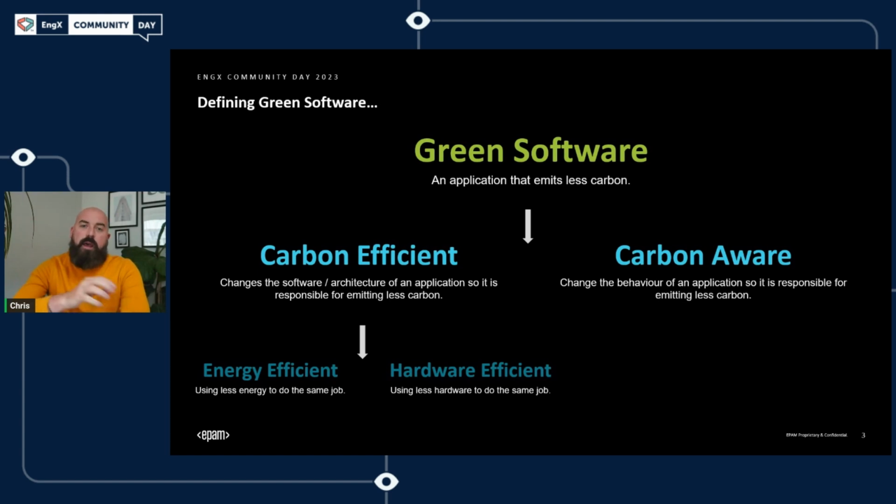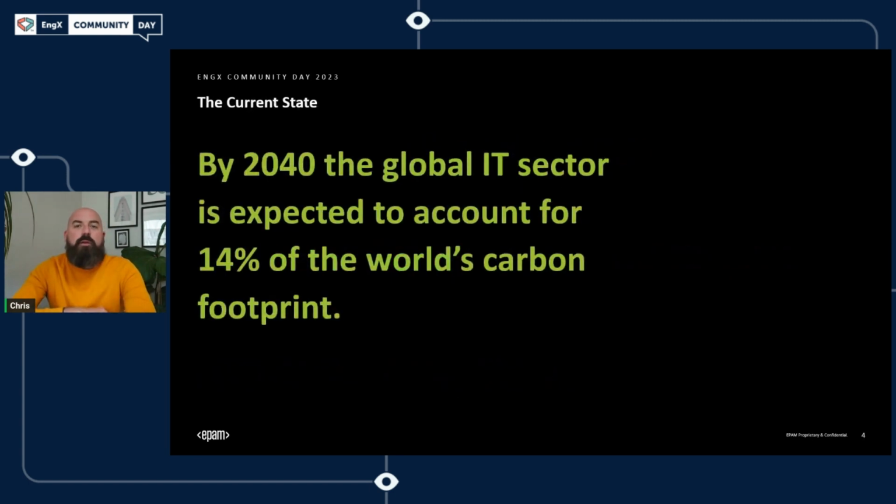And under that idea of carbon efficiency, we have energy efficiency and hardware efficiency, two very important areas as well. Hopefully more exciting than checking the battery on your laptop. So we'll go into a little bit more detail around what those mean. But all of that comes together to build applications, solutions, software that are green, and we call that green software.